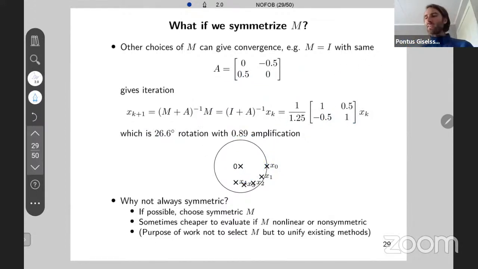So the question is, why don't you always choose M symmetric? I would say that if it's possible, it's probably beneficial to choose M symmetric. This is the case, for instance, for forward-backward splitting, Douglas-Rachford splitting, and Chambolle-Pock. But there are some other methods that, if we translate them to this framework, have nonlinear or non-symmetric M, and they have other benefits.